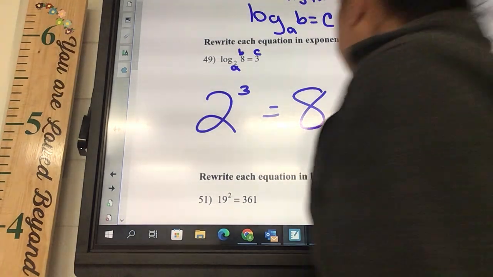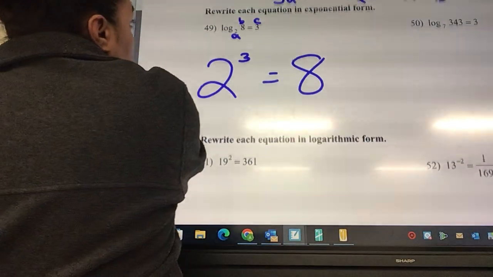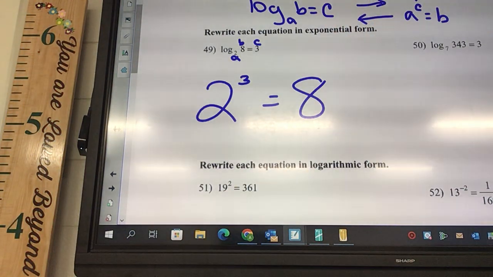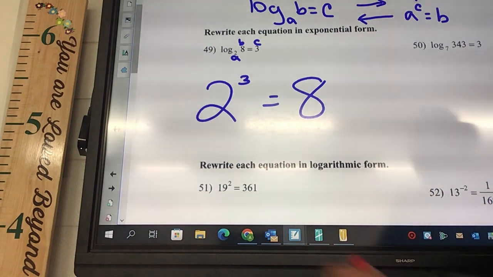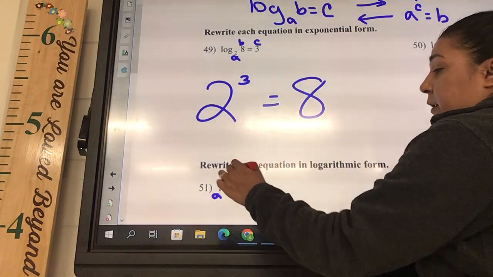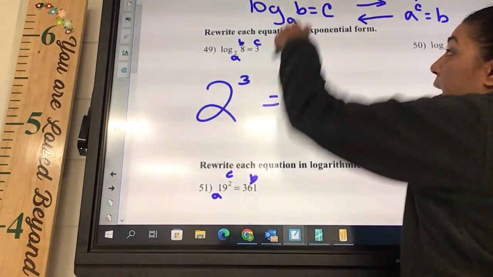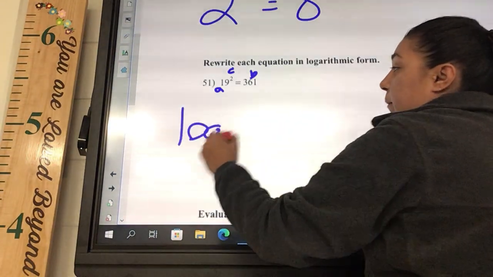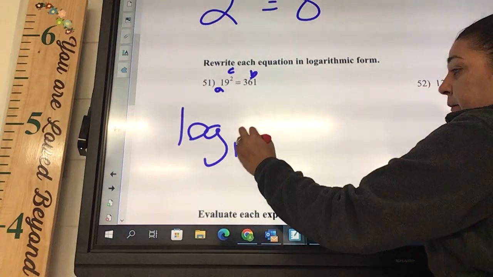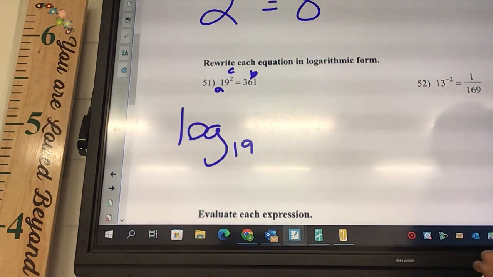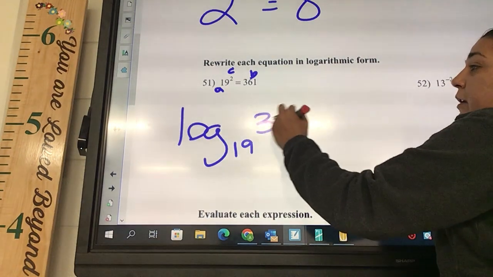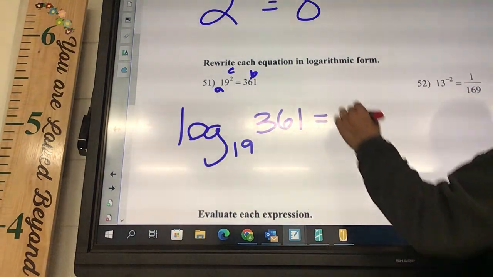Okay, this one is in exponential form, and they want us to go to log form. So what is the 19? A, B, or C? A. What's the 2? C, and this one is B. And now we're going to write it with the log. So it's going to be log of what? 19. Then what? 361 equals 2.